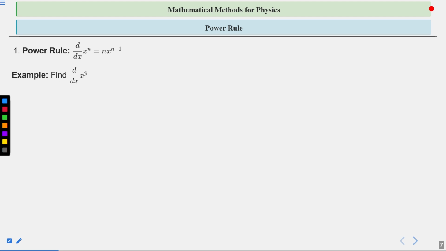Example, suppose we have a variable x raised to the power 4. Then what will be the differentiation with respect to x? First take 4 outside and subtract 1 from 4 and write the remaining terms. So it will be d upon dx of x raised to the power 4. Take 4 outside, and 4 minus 1 is 3. So the term is 4x cube.